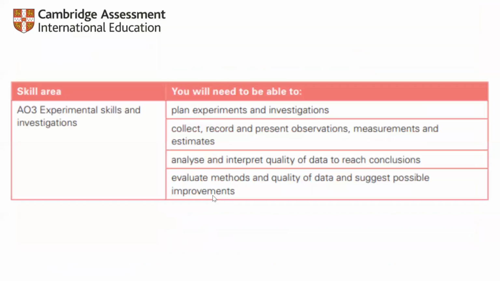And lastly, assessment objective 3. These are experimental skill and investigation questions. Here, you will be given space to plan an experiment and write all the steps, or you will be asked to do a chemical reaction or a lab and record the result. Record in such a manner that you will be able to present it to someone, and whoever sees the table will be able to understand what you are trying to say.